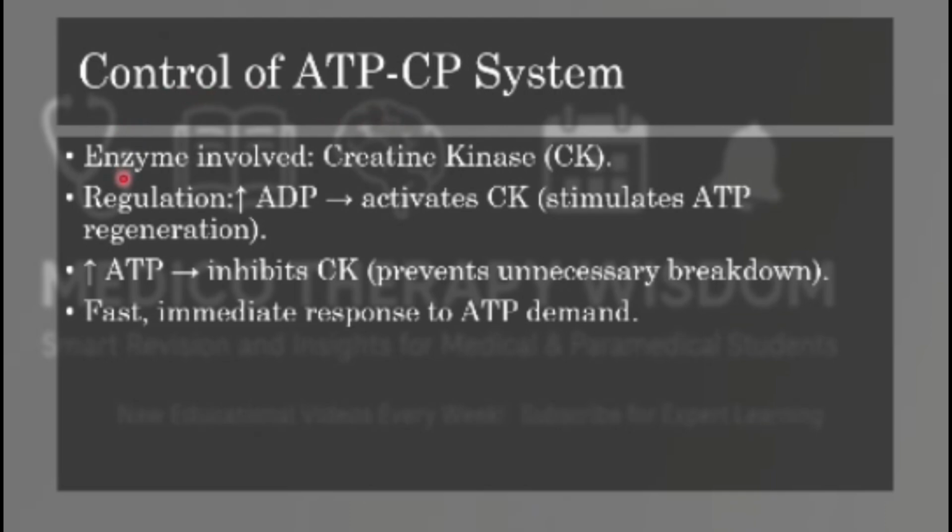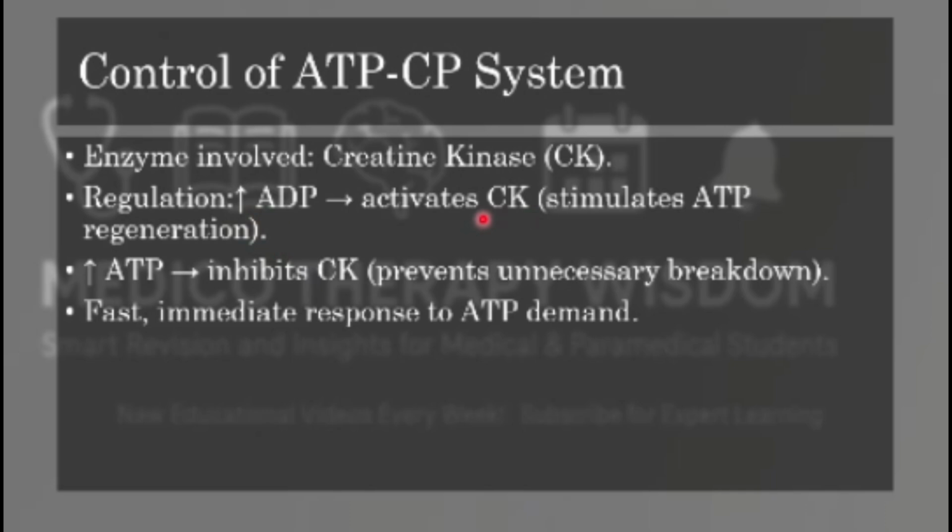So first, the body uses a feedback system to balance the energy supply with the muscles' needs. The enzyme involved in the control of the ATP-CP system is creatine kinase, CK, and how it regulates is that an increase in ATP activates the CK, and then it stimulates the ATP regeneration. So this is the regulation. Who is the one controlling? That is creatine kinase, and how it is regulating is that ATP is increasing.